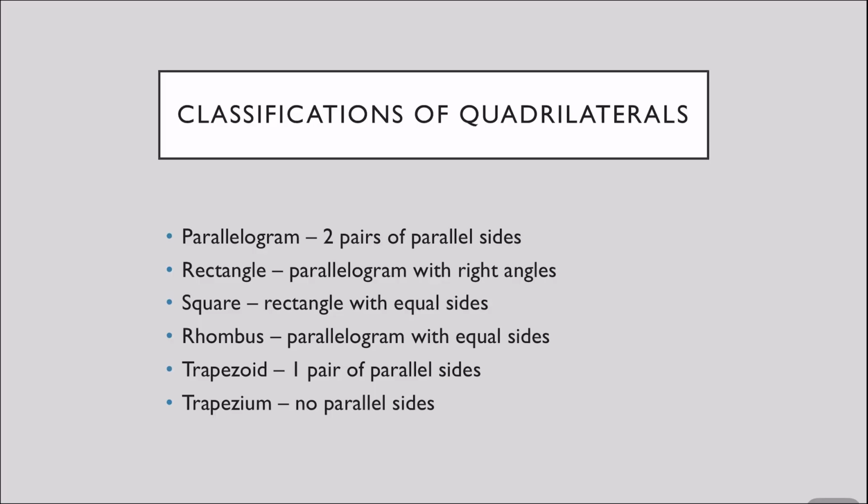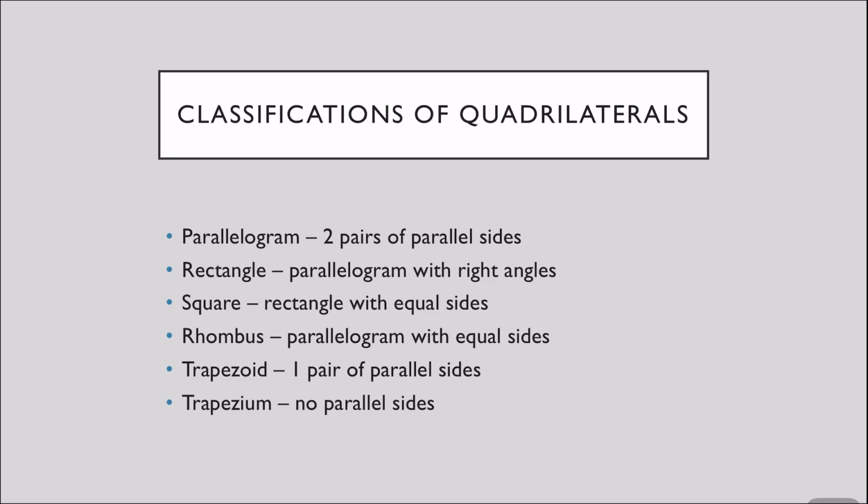Okay? Going back to your parallelogram, it can be a rhombus. So, a parallelogram with equal sides. It doesn't say anything about the angles, but as long as the sides are equal, there's nothing to consider about its angles. That's a rhombus. When only one pair of sides is parallel, it's a trapezoid. Okay? Then a trapezium has no parallel sides at all.